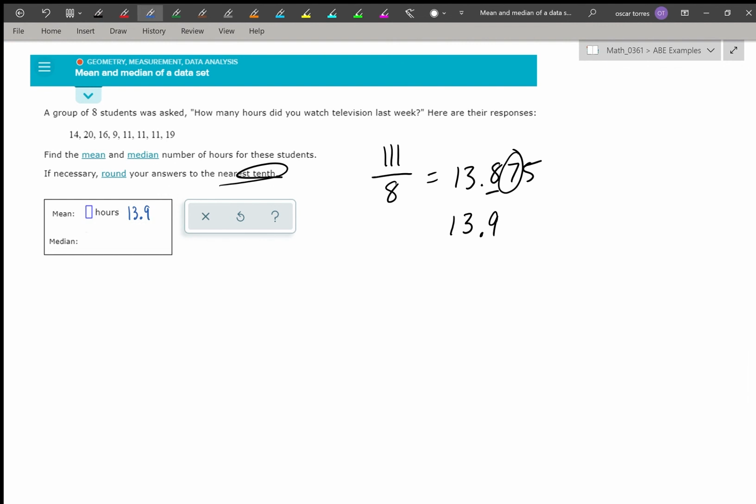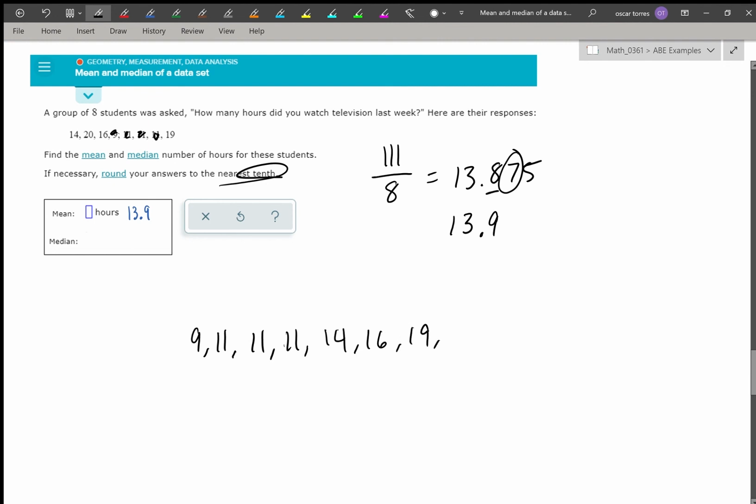To find the median, we need to make sure that we rearrange these numbers from least to greatest. So if I do that, we have a 9, an 11, an 11, another 11. Then we have 14, 16, 19, and 20. To find the median, we're going to narrow our numbers down towards the center. So we have a low number, a high number, a low number, a high number, low, high. And then we end up having two numbers at the very center of this list. We have an 11 and a 14.